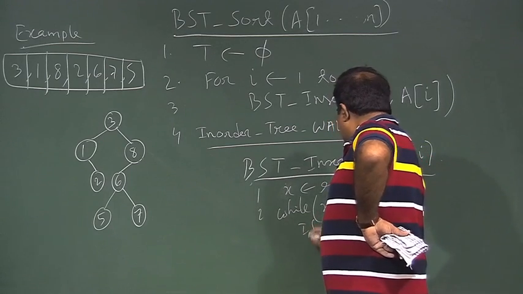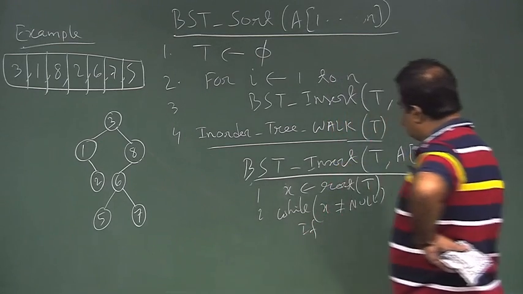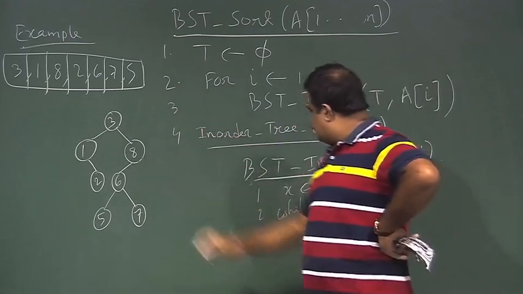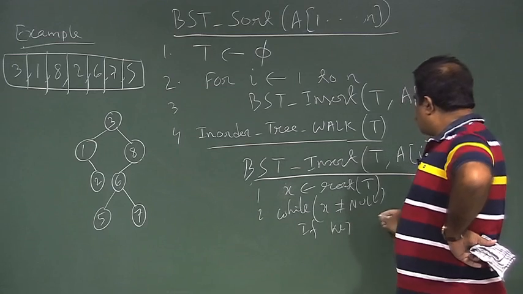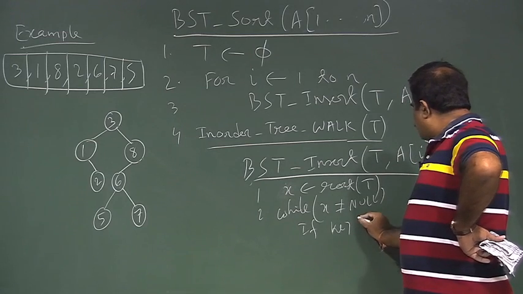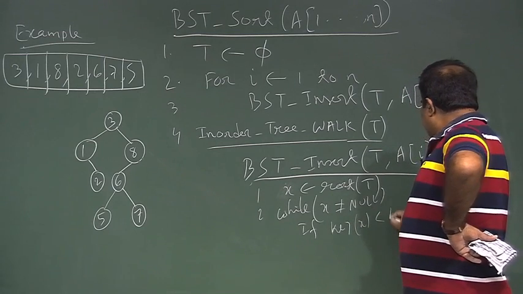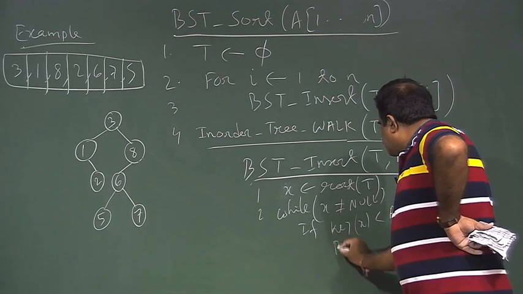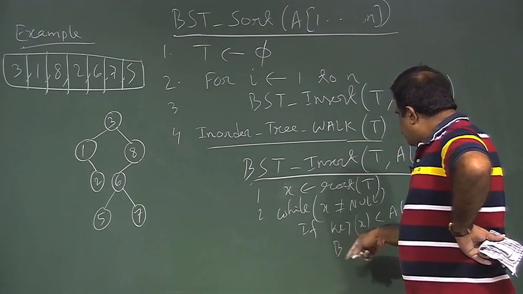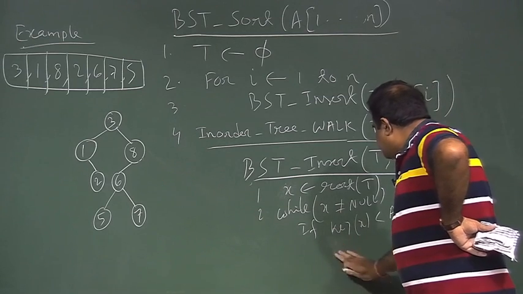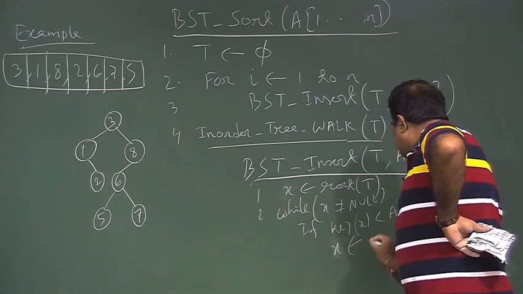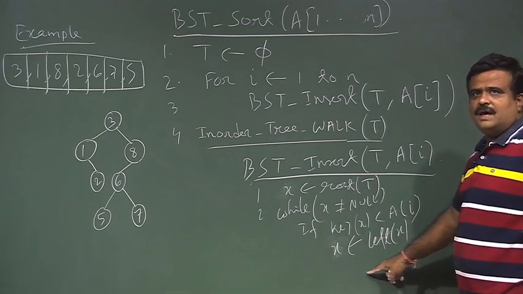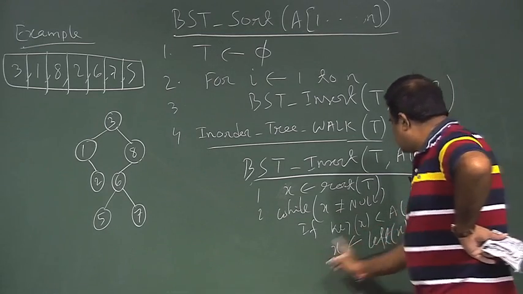If the key of x, that means key means here the values. So we are going to insert some number ai. If key of x is less than ai, then we call this, this is the recursive call. Then this is a while loop, then x is left of x, else x will be the right of x if key is greater than this.